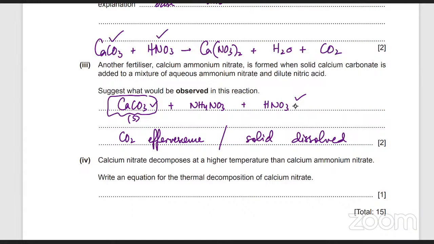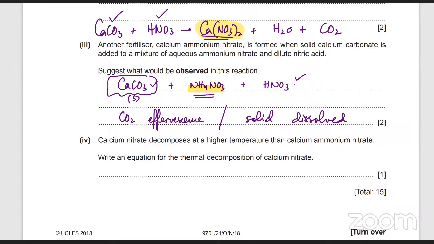So you're going to get calcium nitrate, which is soluble, so the solid will dissolve. Plus it also has ammonium nitrate. At the end of the day, you're going to get a mixture of calcium nitrate and ammonium nitrate. That's why he's saying that calcium ammonium nitrate gets produced. What's the equation for the decomposition of calcium nitrate?